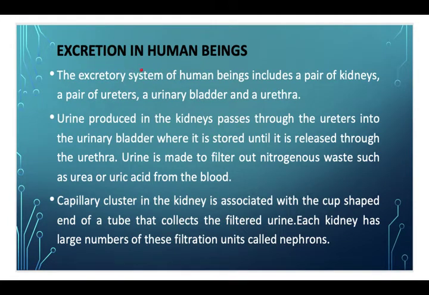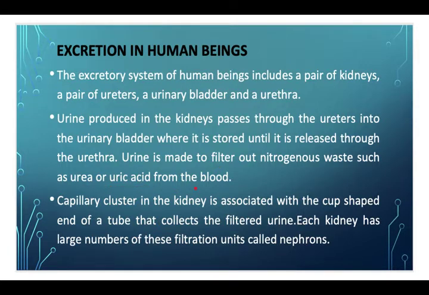Now, how is excretion in human beings going on? Here are the important steps of excretion in our body. The excretory system of human beings includes a pair of kidneys, a pair of ureters, a urinary bladder, and the urethra. Urine produced in the kidneys passes through the ureters into the urinary bladder, where it is stored until it is released through the urethra.